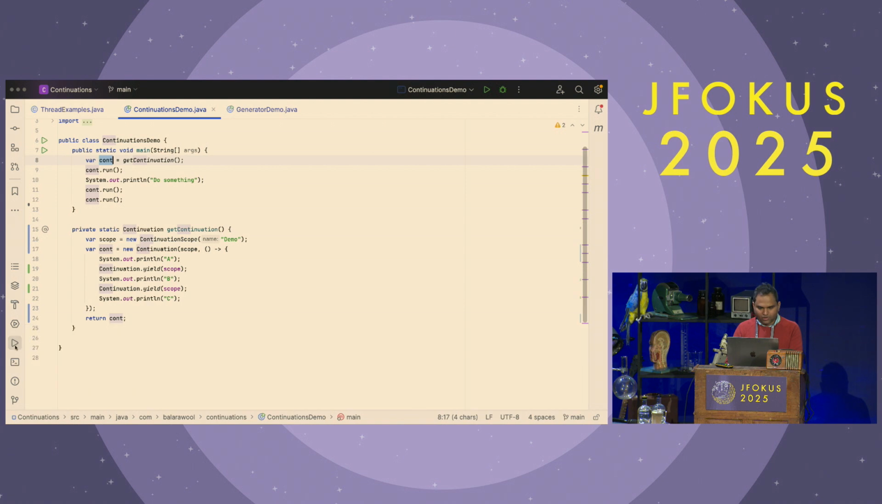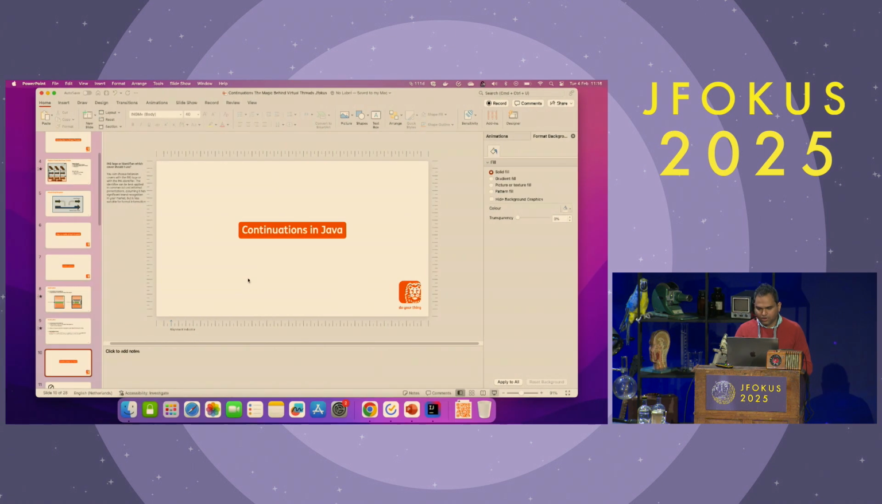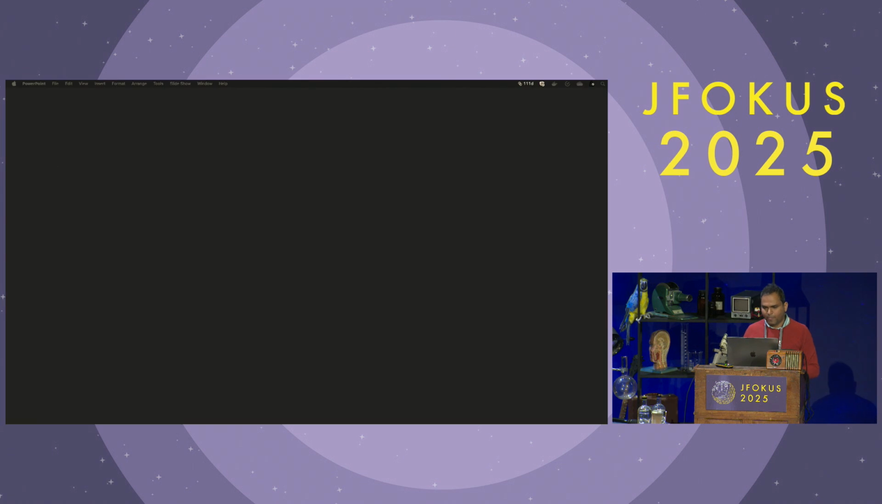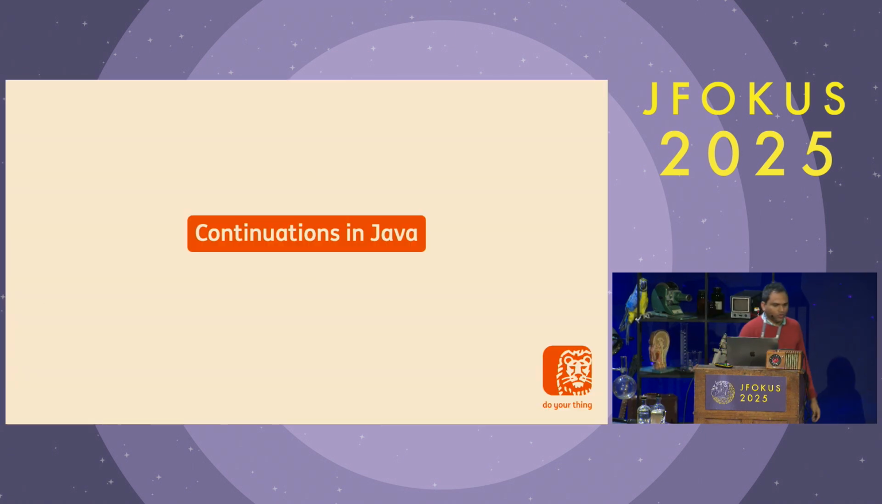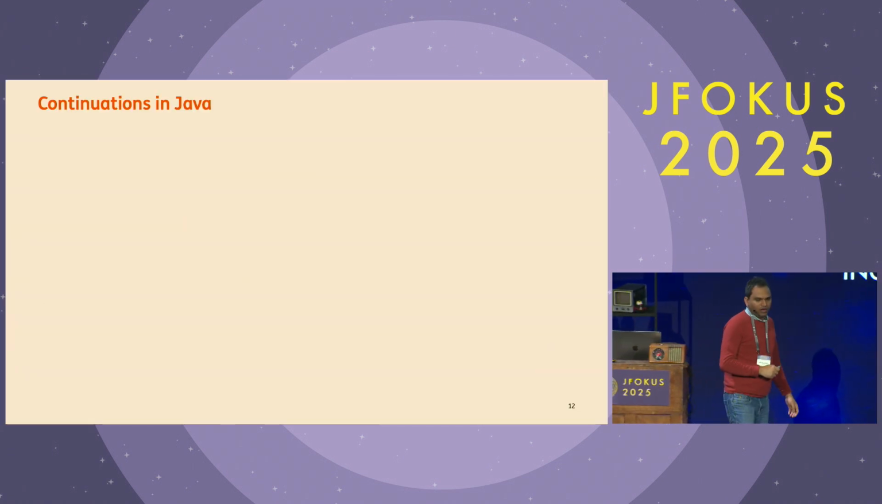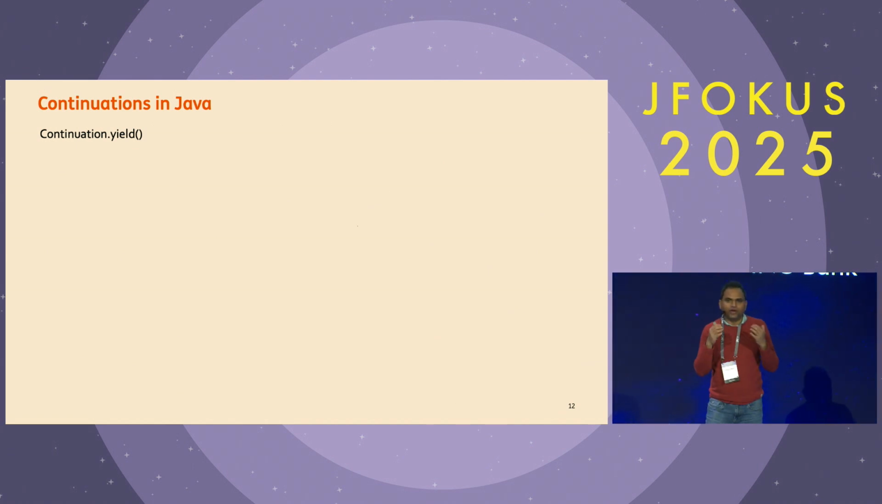OK, so this control transfer feels a bit abrupt, right? So how does this happen? Let's explore this with the use of another example in the slides. So let's first explore what happens when you call continuation.yield. So this is the point where the execution of the runnable is getting paused.